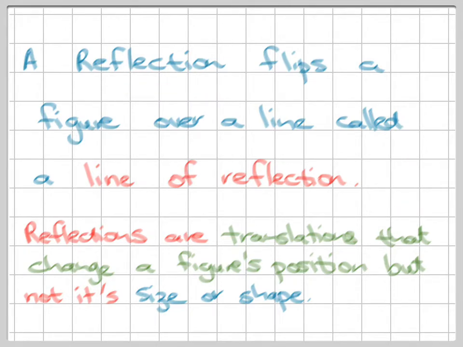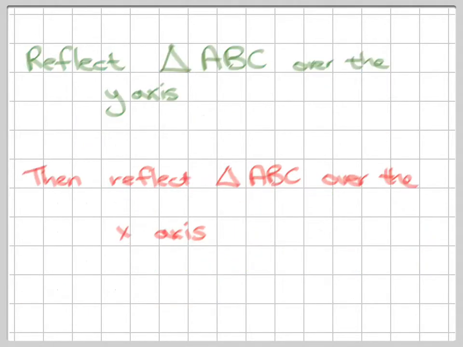Right, so we're looking at reflections today. A reflection flips a figure over a line called a line of reflection. Reflections are transformations that change a figure's position, but not the size or the shape. So it'll change your position, but not the size or the shape. Now let's go look at it.